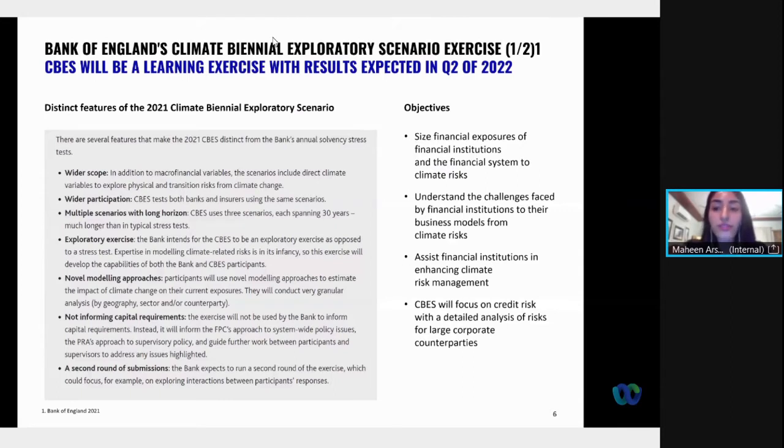One is to size the financial exposures of financial institutions, as well as the financial system as a whole, to climate risk, which will include both transition and physical risk. The second objective is to understand the implications of these climate risks, as well as their impact on the business models of financial institutions, as well as to understand the challenges these institutions will face. And then the third objective is to assist financial institutions in their risk management to manage the exposure to these risks, as well as to understand the vulnerabilities of their counterparties.